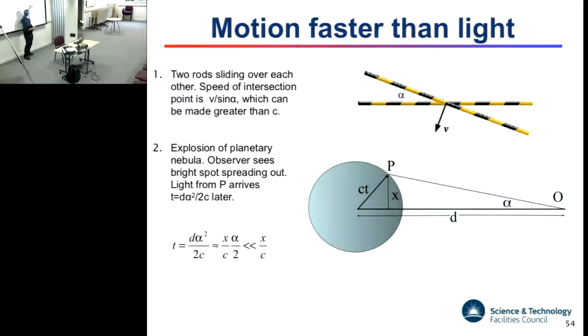There'll be a frame in which this whole cross appears simultaneously at the same time. What's happening? Well, you're changing these angles. In one frame, they look like that. In another frame, they look like that. And in another frame, they look like that. Not breaking anything. No causality is changing.